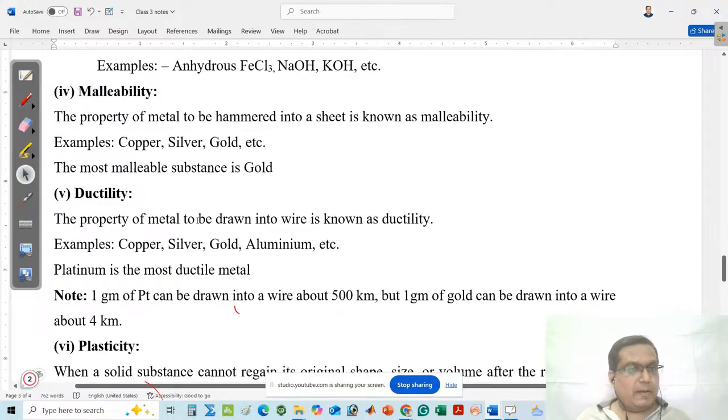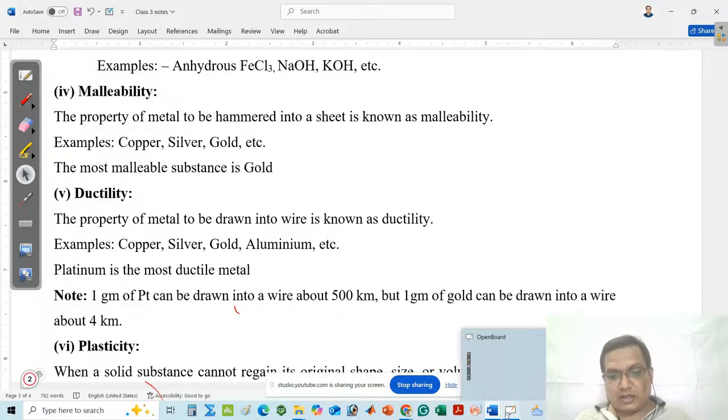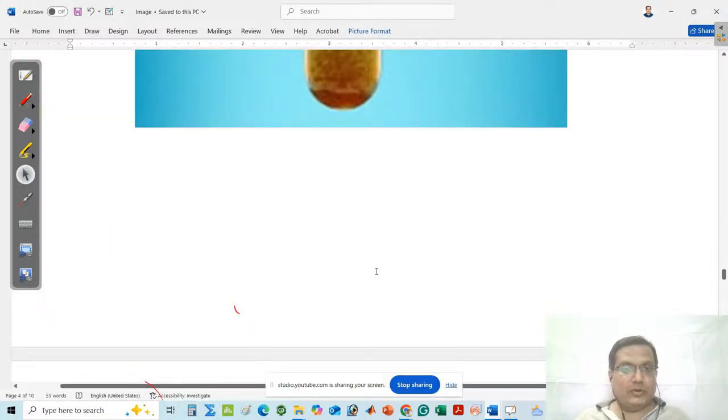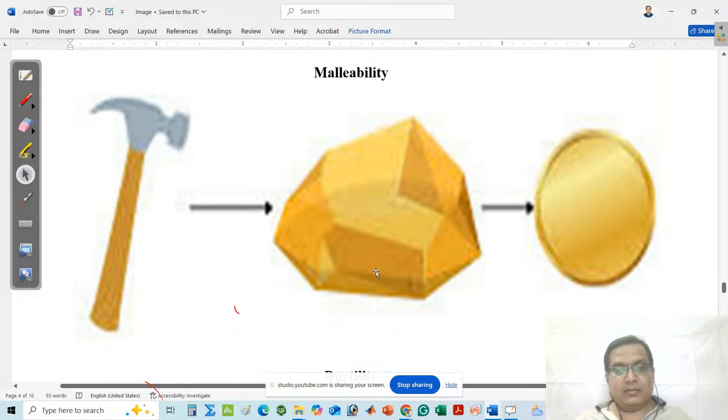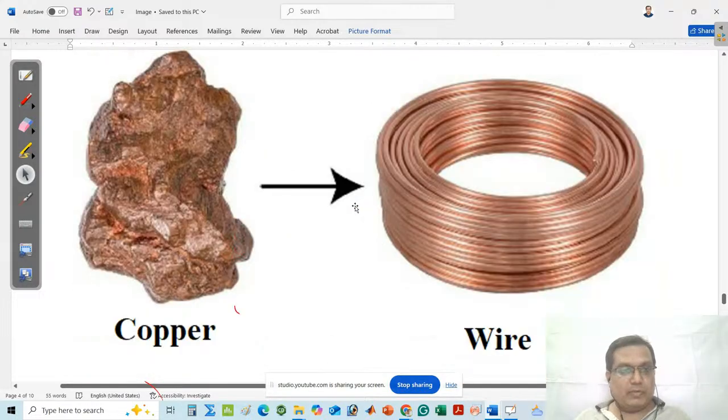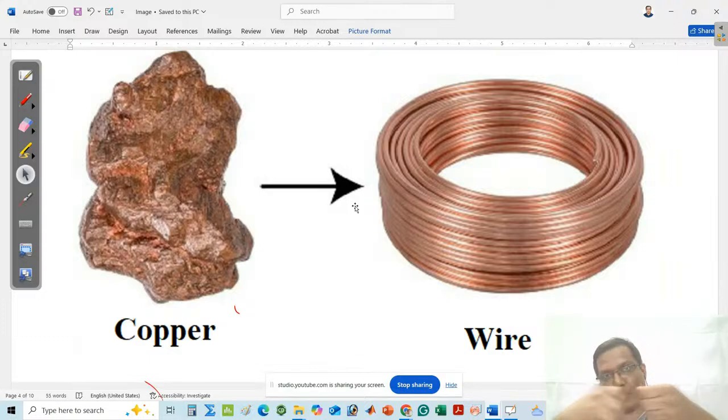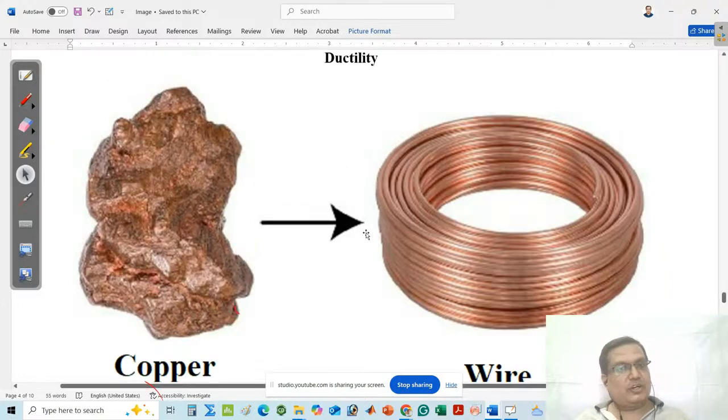Next, I will move to malleability. Malleability is the property of a metal to be hammered into a sheet. If you apply force to a substance and it is converted into a plate like this, then that property of the substance is said to be malleability. Next, if you convert the substance into wire, when you stretch the substance, then it is converted into wire. That is said to be ductility.